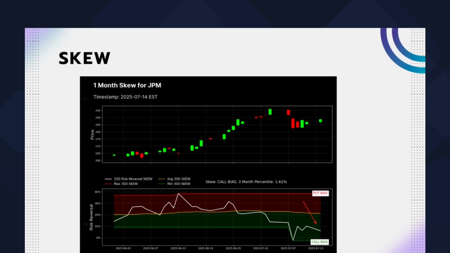The skew is telling us the sentiment in the market. The skew is looking at out of the money puts versus out of the money calls. If we are in a call bias environment, that means the investors are willing to pay a higher volatility for the premium on the calls versus the puts at the same moneyness. So again, this can be used as a sentiment indicator for your trading. Here we were also in a call bias environment.